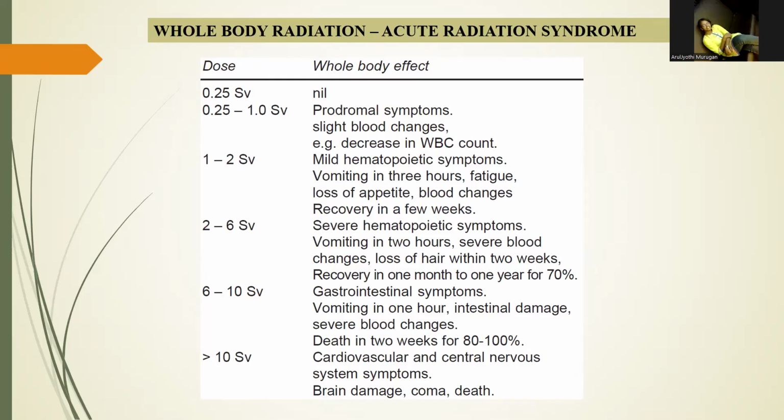Initially, it starts with the prodromal stage, where there will be mild changes in the blood, which is a decrease in WBC. Then there will be mild hematopoietic changes, within a few hours after the exposure, there will be vomiting, loss of appetite, fatigue, and blood changes.